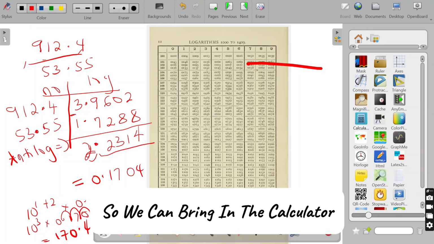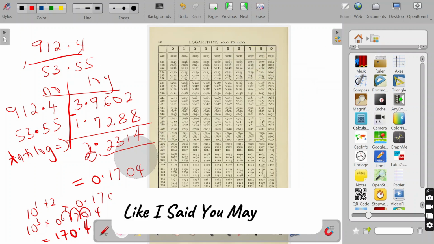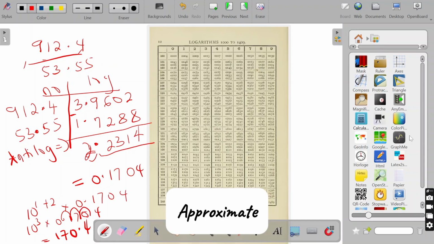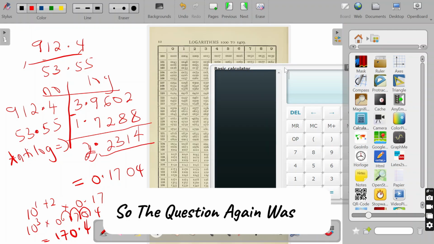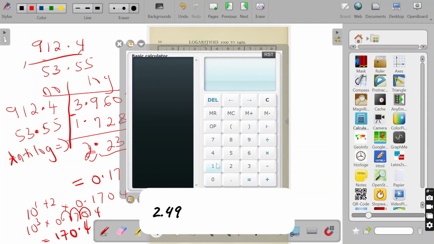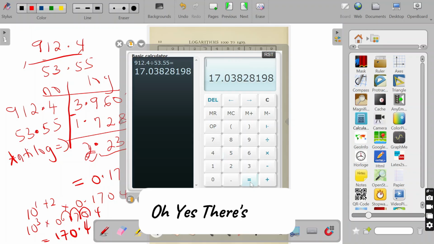We can bring in the calculator to check if our answer is correct or wrong. Like I said, you may not get the exact answer, but at least you should get an approximate, because we are using a 4-figure table. So the question again was 912.4 divided by 53.55. See, oh yes, there must be an error somewhere.